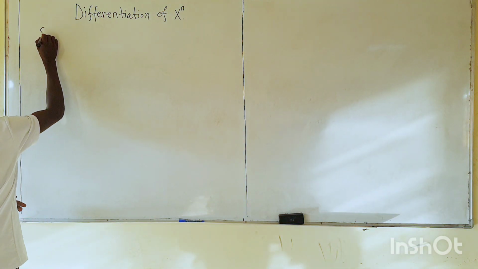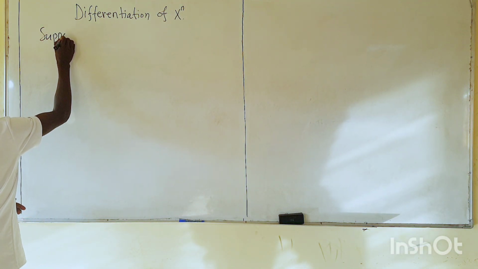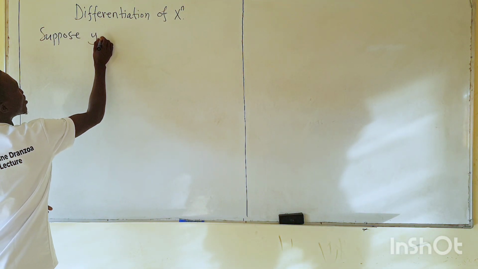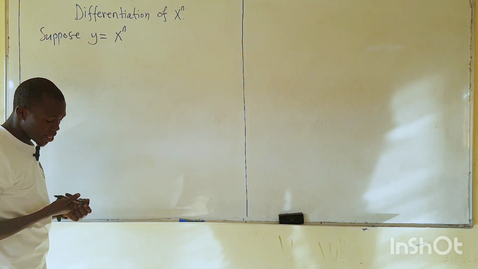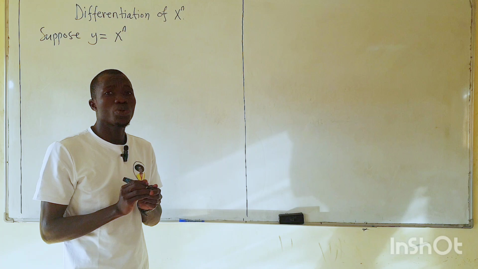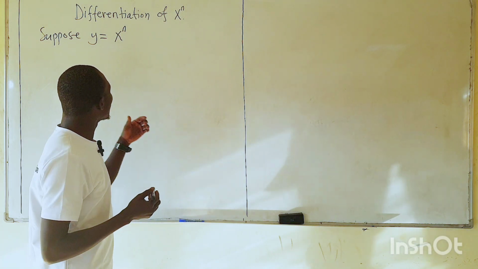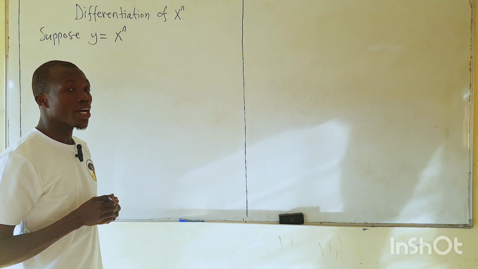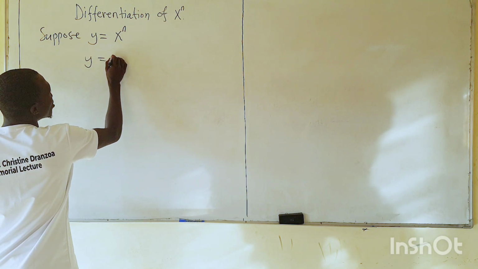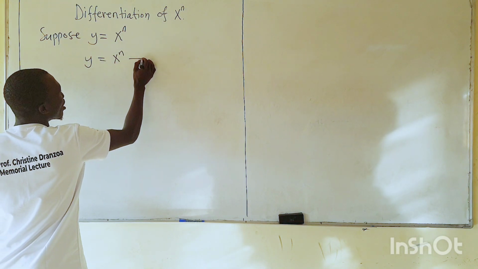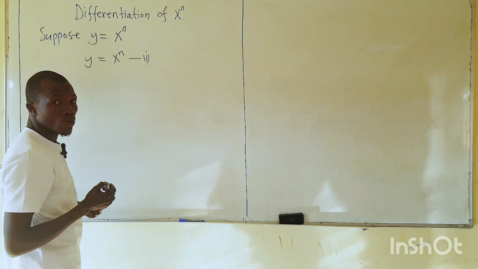So suppose our function y is equal to x power n. We shall use what we already know. We add small increment in both sides and we continue. So it will be y is equal to x^n, and we call this one our equation 1.